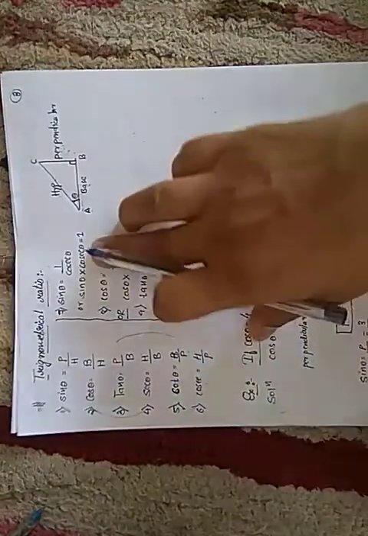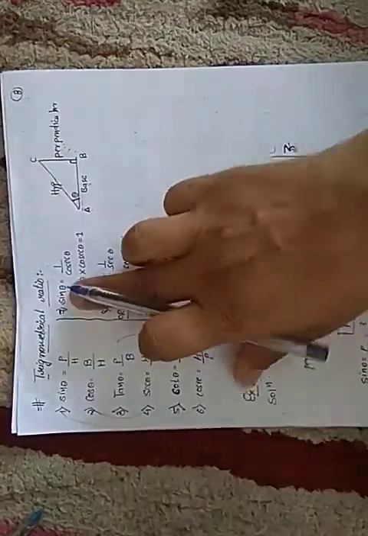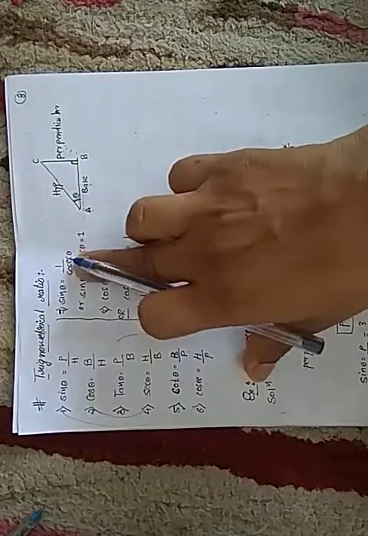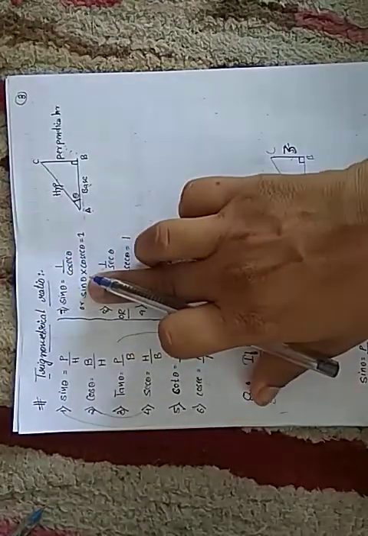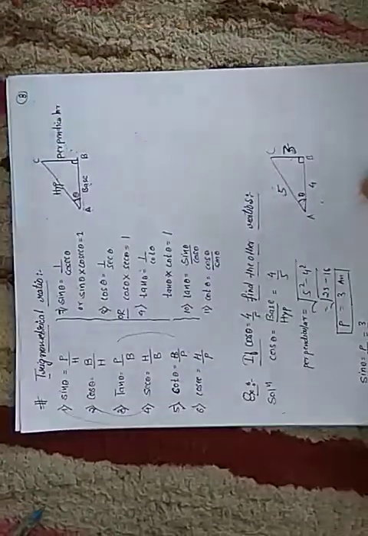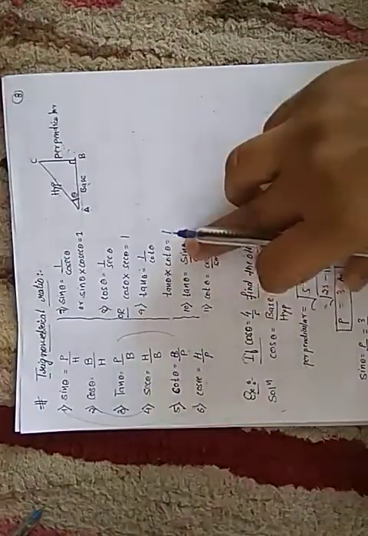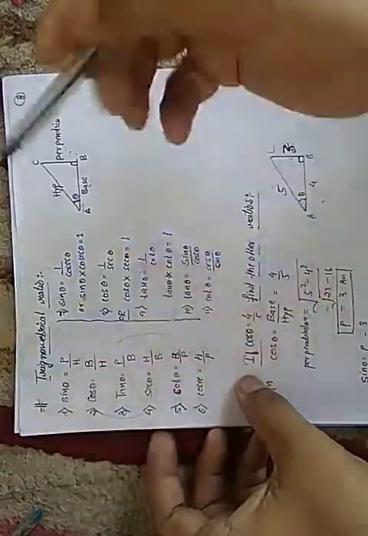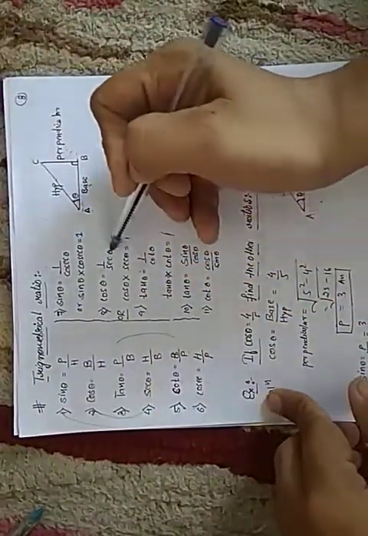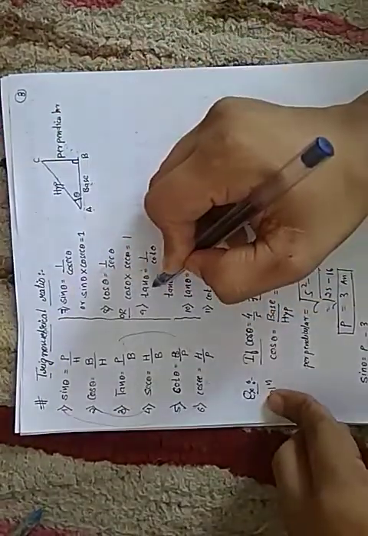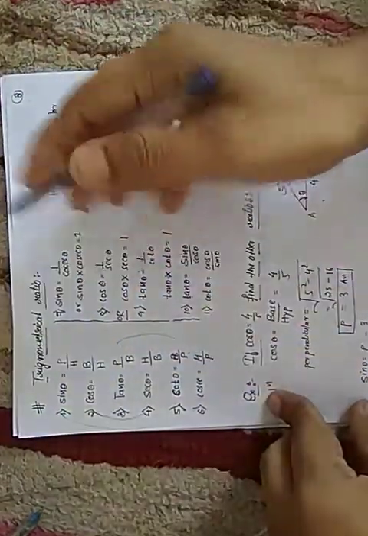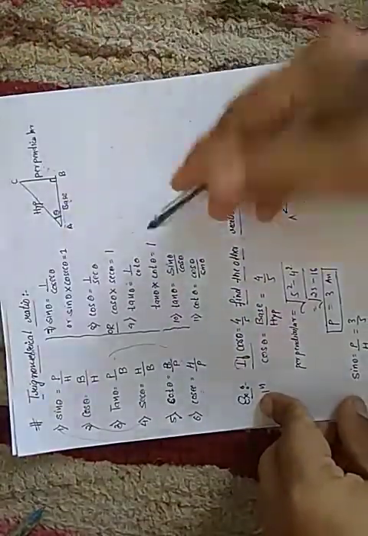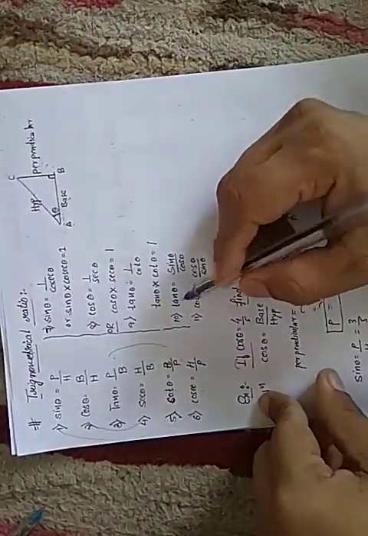Sine theta is inverse of cosec theta, or we can write sine into cosec is how much? 1. You already know this from mathematics. Similarly cos theta and sec theta are inversely proportional, so cos theta is equal to 1 upon sec theta. Now similarly tan theta and cot theta are inversely proportional. Tan theta is equal to 1 upon cot theta, or cot theta is 1 upon tan theta, just vice versa.